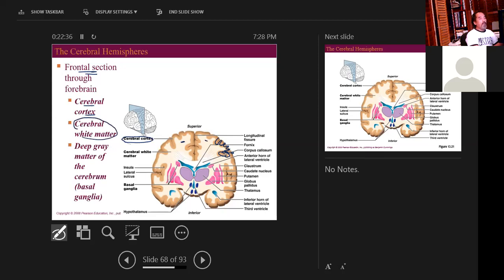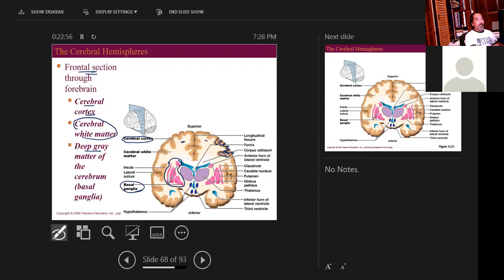And some of the deep gray matter, okay, the structure here is called the basal ganglia. That's part of the cerebrum. That's the deep gray matter. Even though it's called red, it's a gray matter, okay? That's called the basal ganglia.